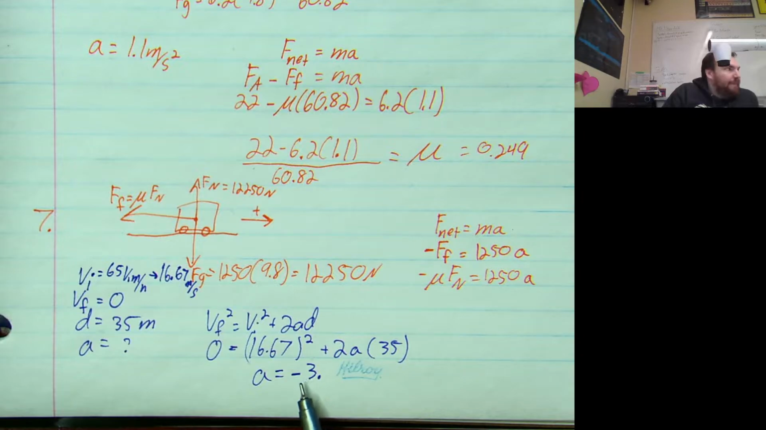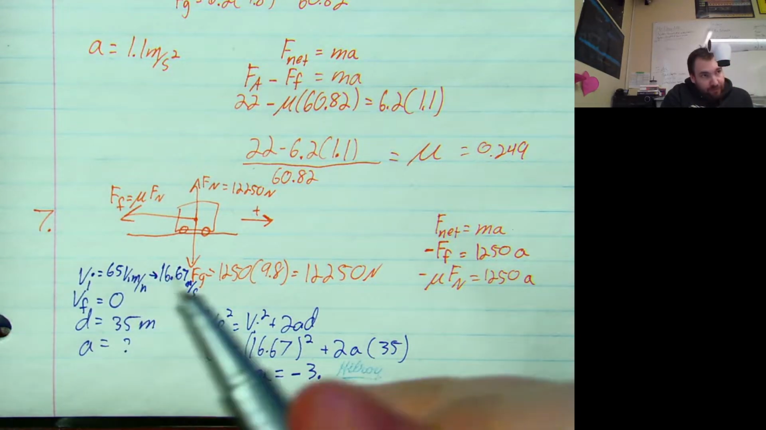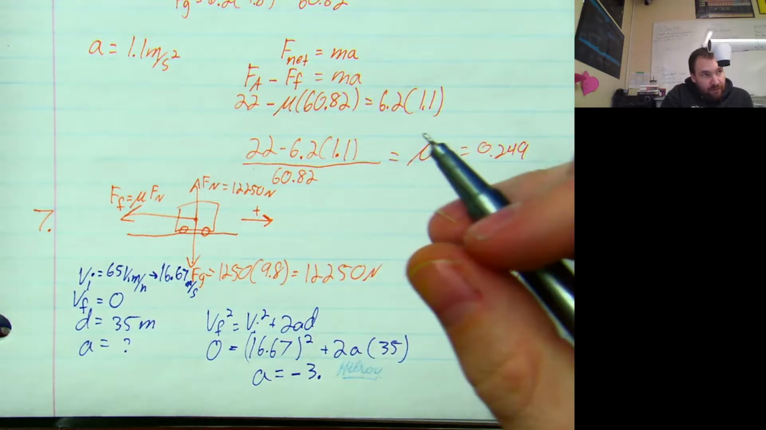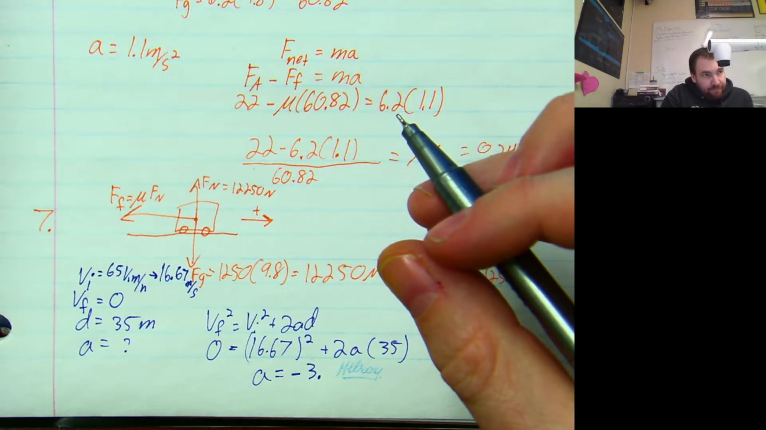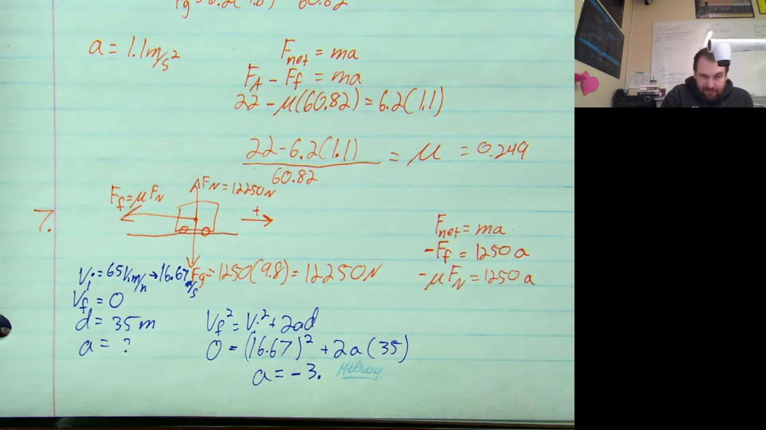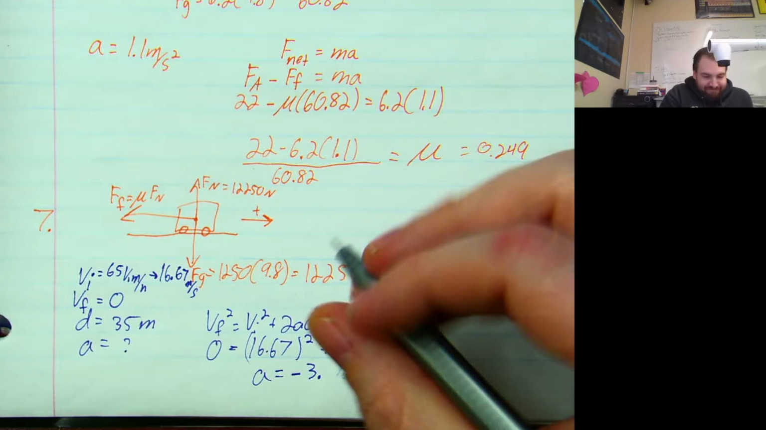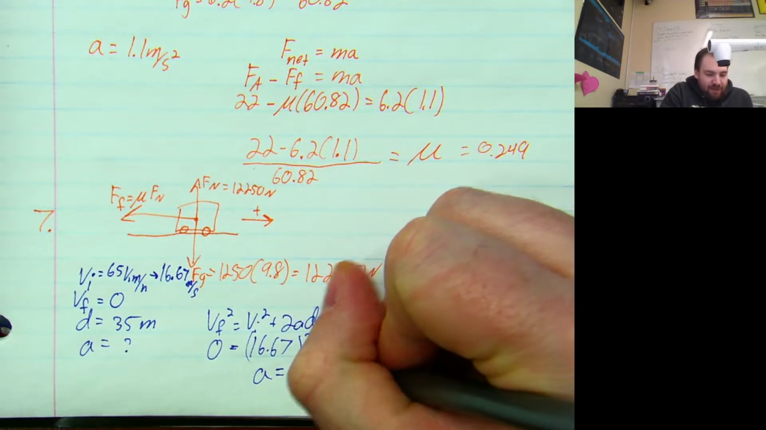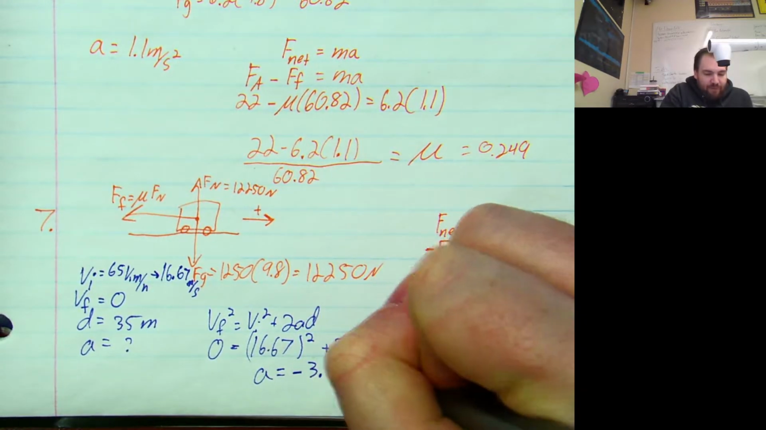Negative 3 point what? 3.9797. I'm getting 3.96 now. 3.96 what? Exactly? No, it's 3.9841. So 3.97. Thank you. Got to round properly, Connor.